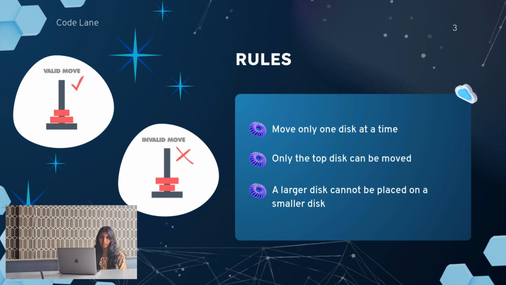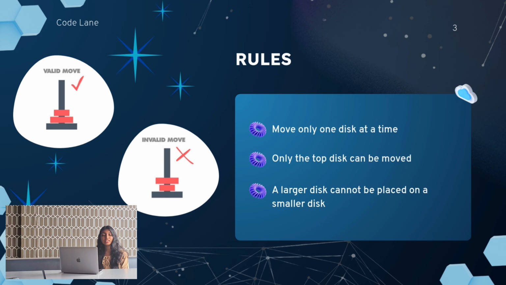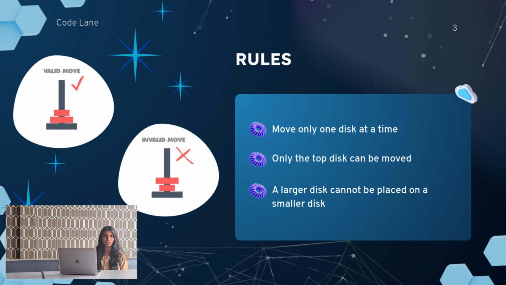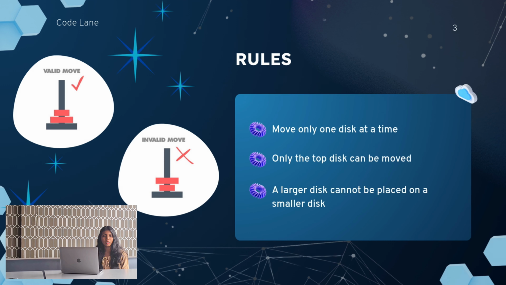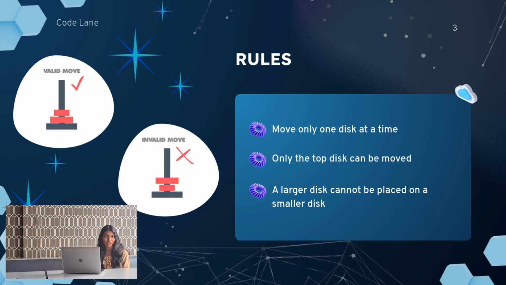The third rule is that a larger disk can never be placed on the top of a smaller disk. For example, if a small disk is already on a rod, we cannot place a bigger disk over it. This rule avoids invalid arrangements and creates the main challenge of the puzzle. Players must always pay attention to the size of the disk before making a move. Because of this restriction, the puzzle becomes more difficult and requires strategic thinking and careful planning.